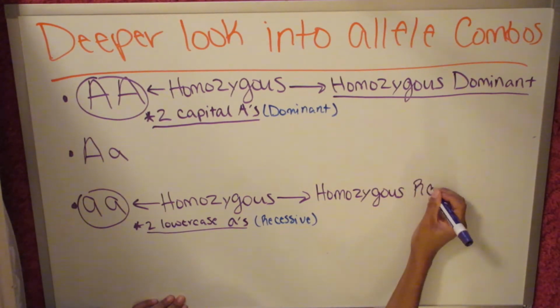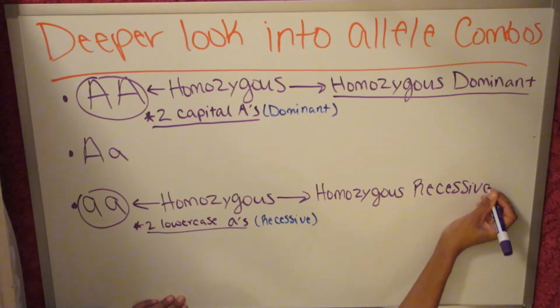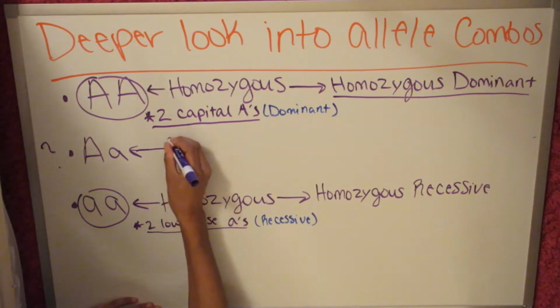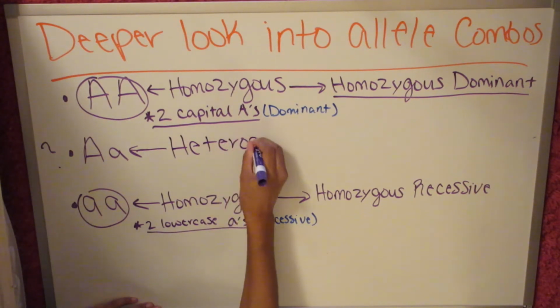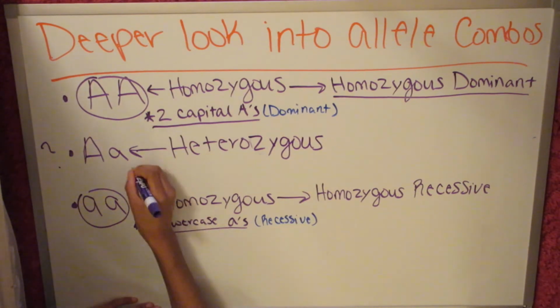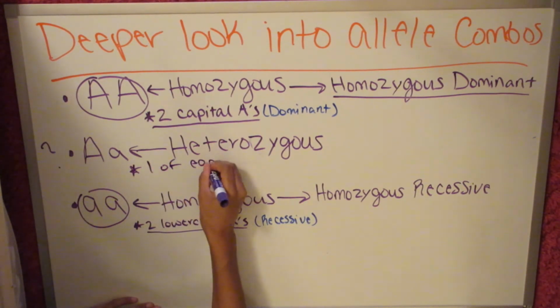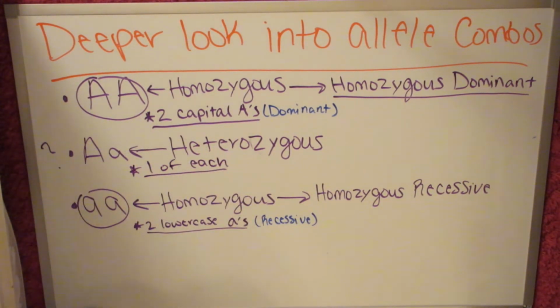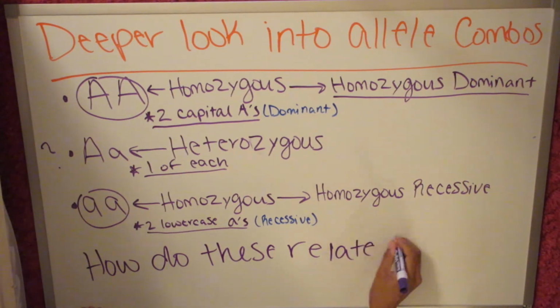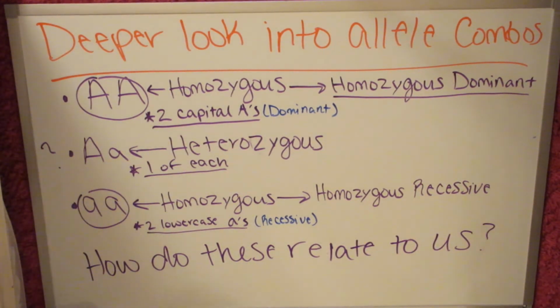But then what about this heterozygous one? What does that mean? With heterozygous, that means you have one of each, one capital, one lowercase. And when something is heterozygous, we just simply leave it at heterozygous. We don't say heterozygous dominant or heterozygous recessive. It's just heterozygous. But how do these actually relate to us? You know, we're talking about all these things. What do they actually do, that we can see, that we know about?